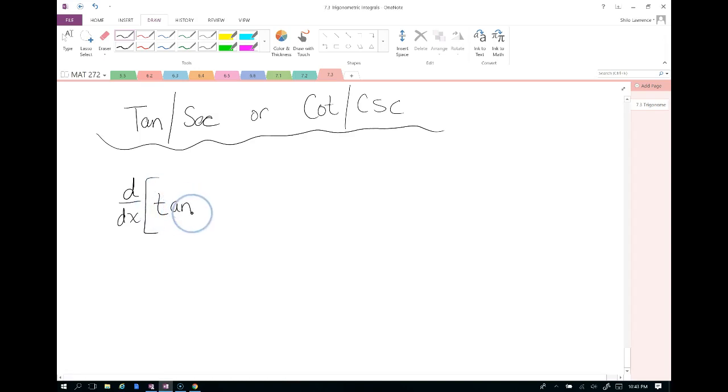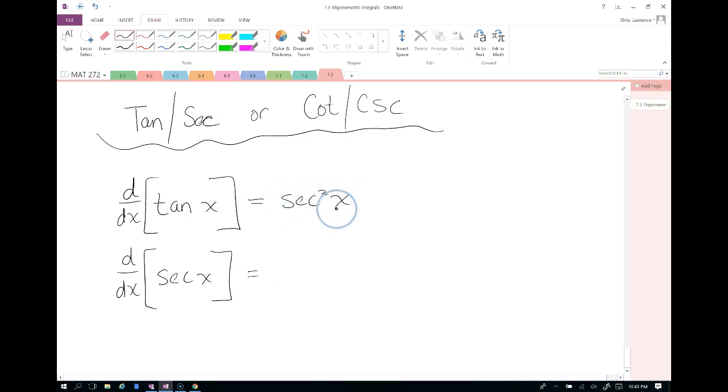With these functions, though, tangent, secant, and cotangent, cosecant, it's not as simple as just looking to see whether you have even or odd powered functions to work with. So the derivative for tangent is secant squared, so we want to remember that. And the derivative for secant is secant tangent.